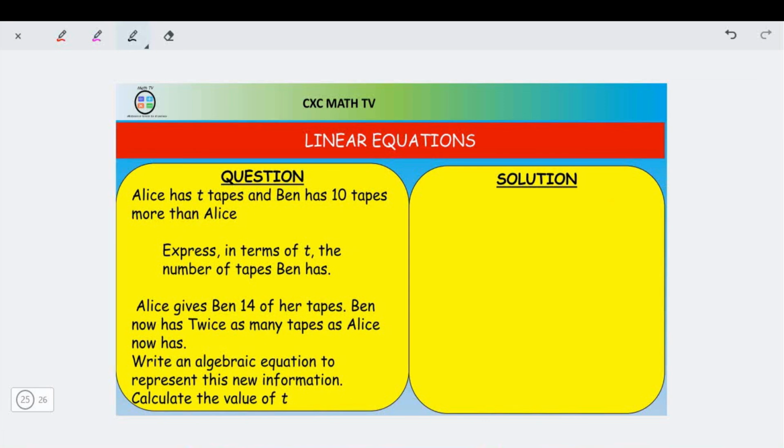So do this for homework. Pause the video, do it. When you do it, show it to your teacher in your mathematics class. Show it to your teacher. Ask your teacher, is it correct? Yes or no?